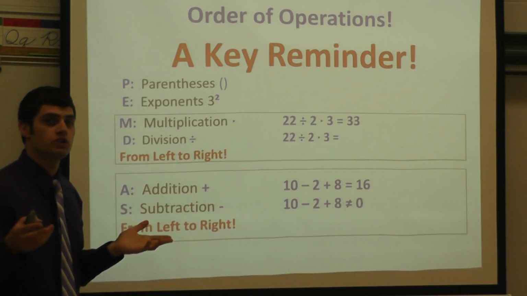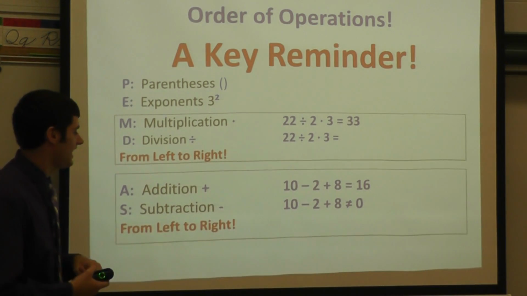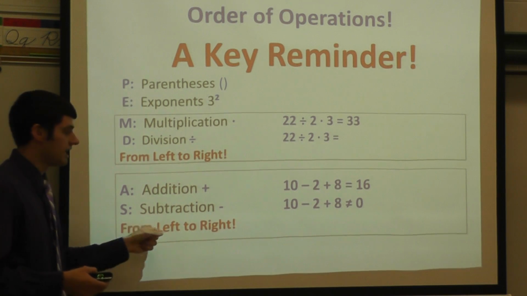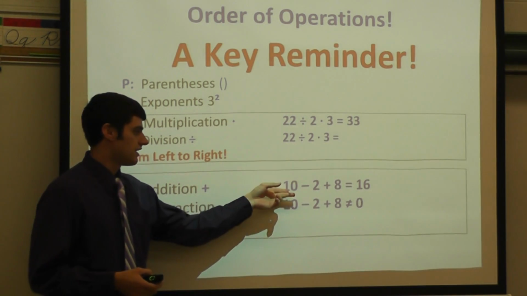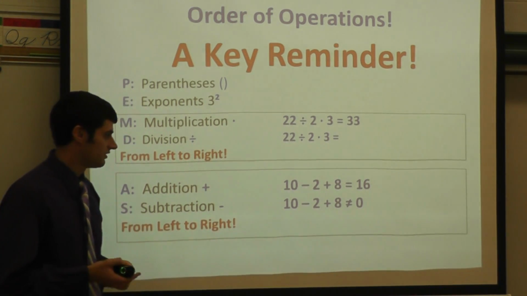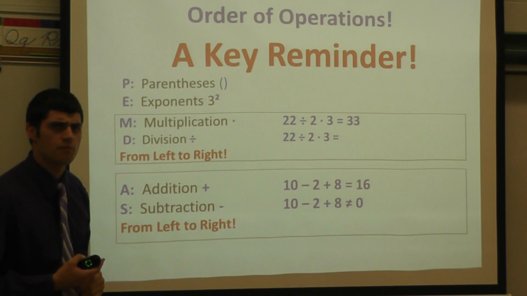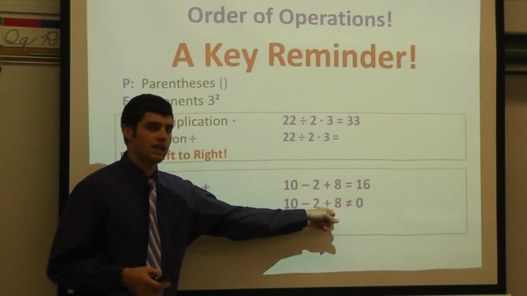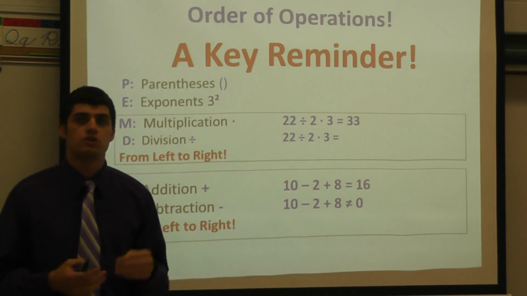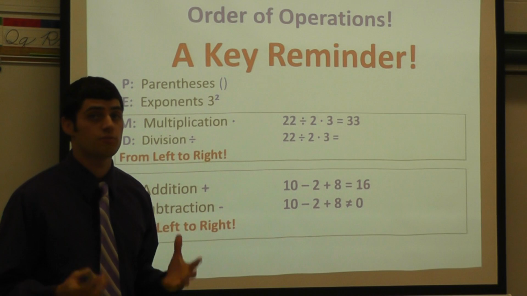So let's take a look at our practice problem here. If I have 10 minus 2 plus 8, all I have is addition and subtraction, and I'm going to start it from left to right. So this one, I would do 10 minus 2, which is 8, and 8 plus 8 is 16. If I did addition first, let's see if that changes the problem at all. 2 plus 8 would be 10. 10 minus 10 would be 0. So if we don't follow the order of operations, it can totally throw off the entire problem.